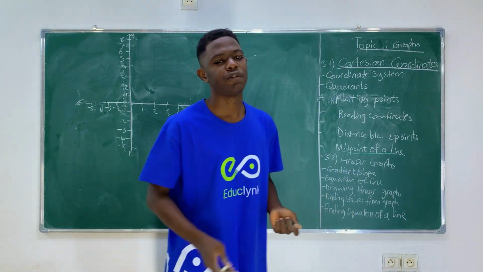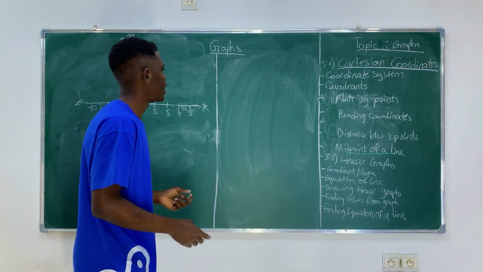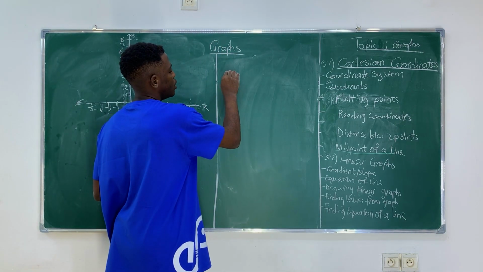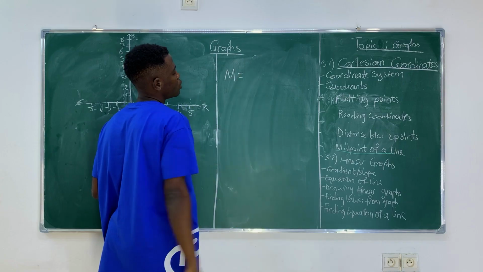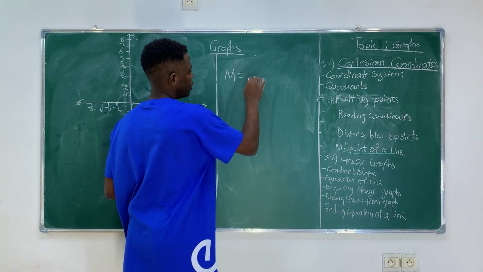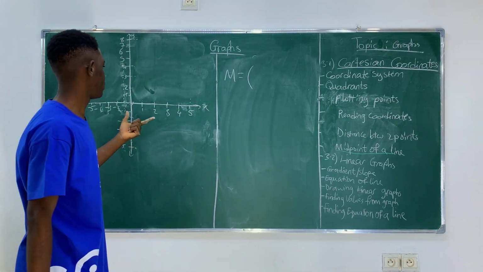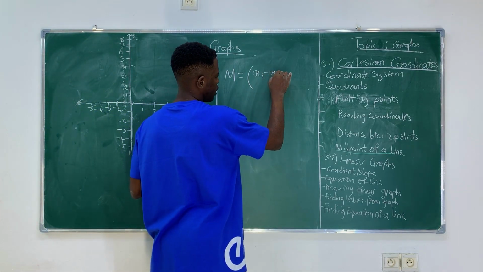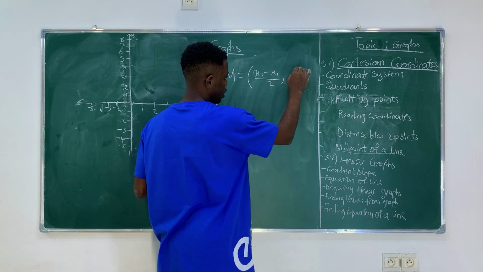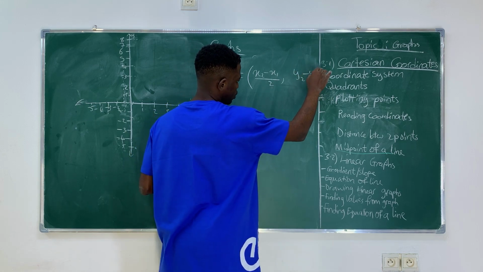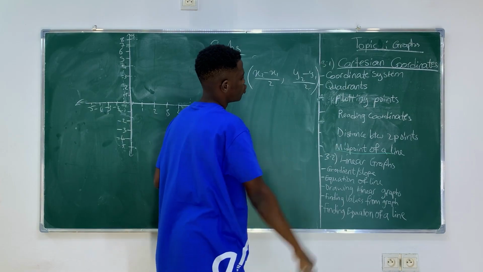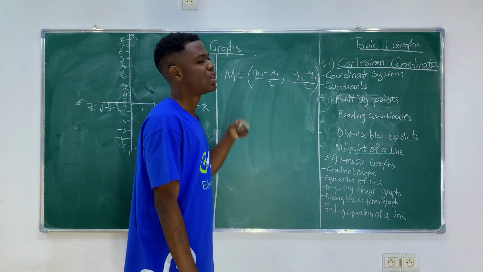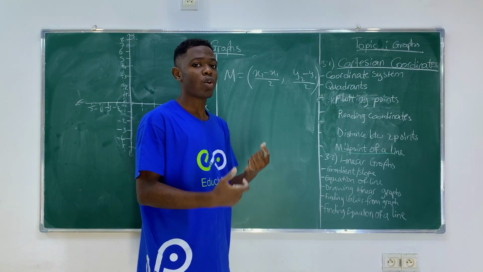So the midpoint of a line segment. Let's dive into the midpoint of a line segment. What's the summing up of midpoint? The midpoint is equal to, as we said here, x2 plus x1 over 2, comma, y2 plus y1 over 2. Here, remember the coordinates. The answer here is a coordinate.